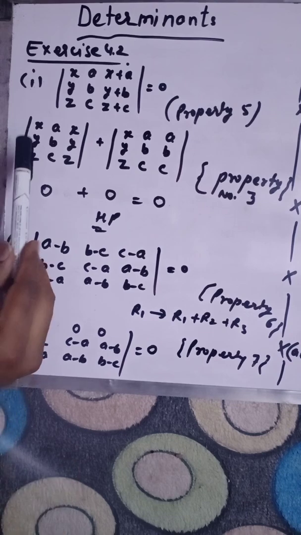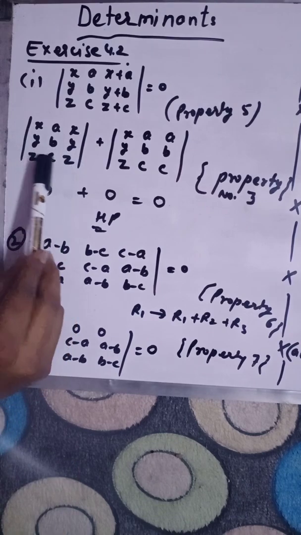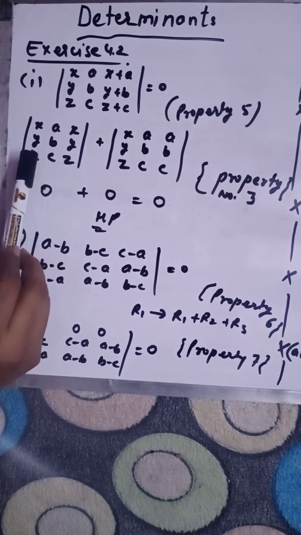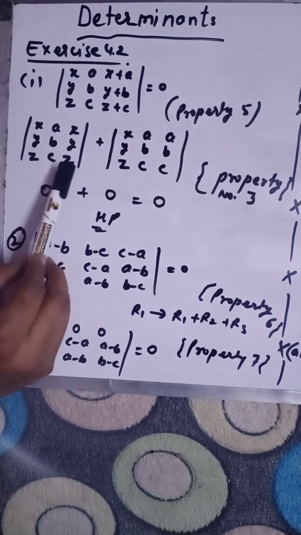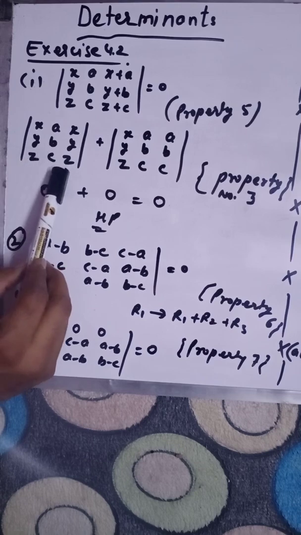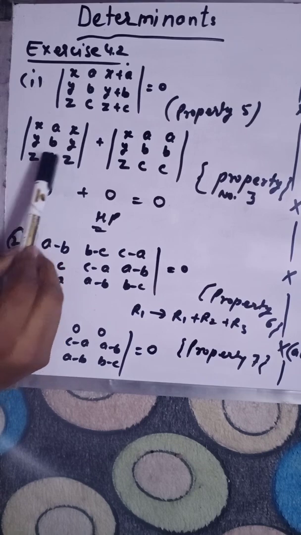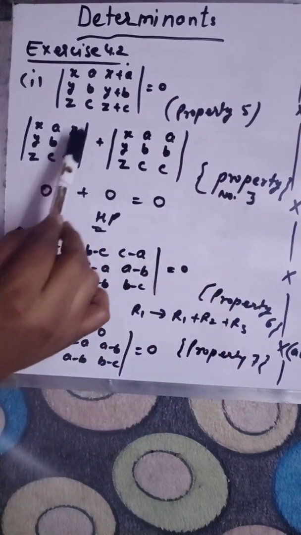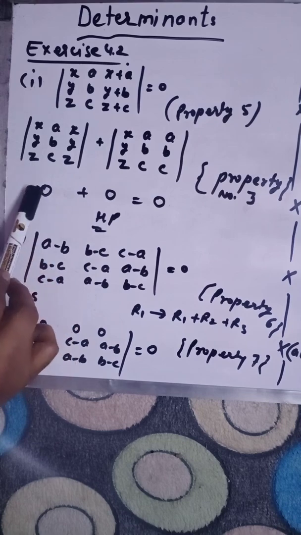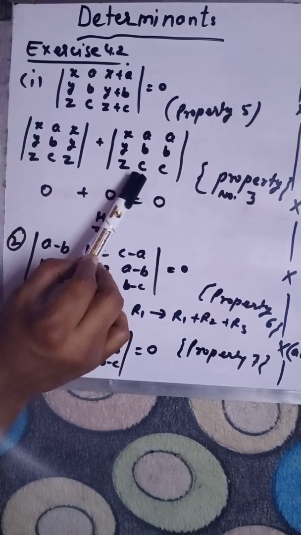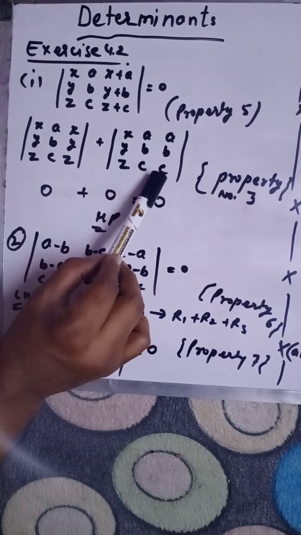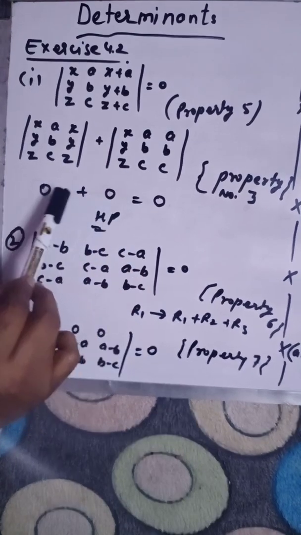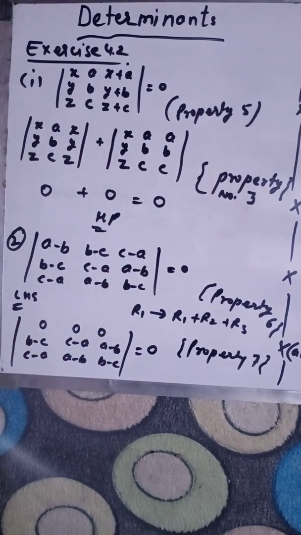Now, in the first determinant, columns C1 and C3 are both identical. As we know, by property number 3, if two columns are identical, the value of the determinant will be 0. Similarly, here columns C2 and C3 are identical, hence the value of this determinant will be 0. So 0 plus 0 is 0, hence proved.